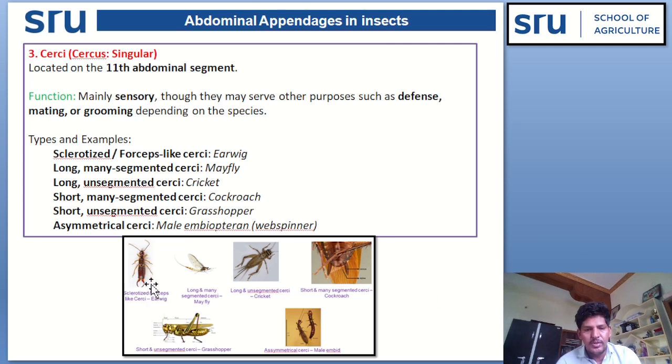sclerotized or forceps-like cerci are there in earwig. Long and many-segmented cerci are there in mayfly. Long and unsegmented cerci are there in cricket. Short and many-segmented cerci are there in cockroach. Short and unsegmented cerci are there in grasshopper. Asymmetrical cerci are there in male embiid, that is the Embioptera web spinner insects.